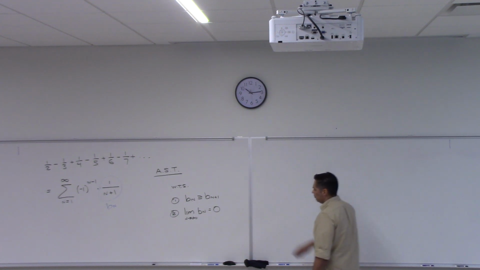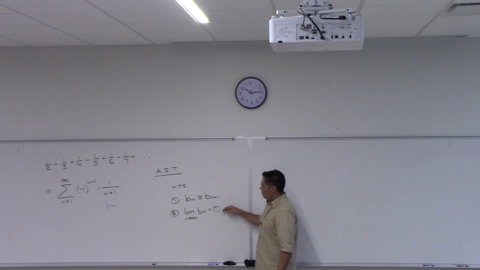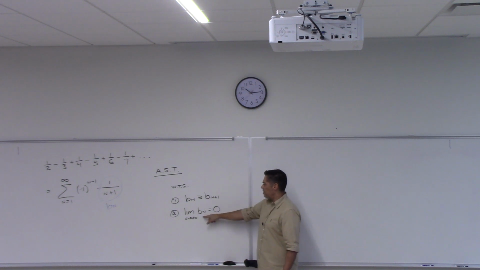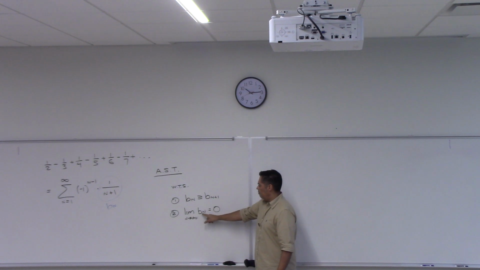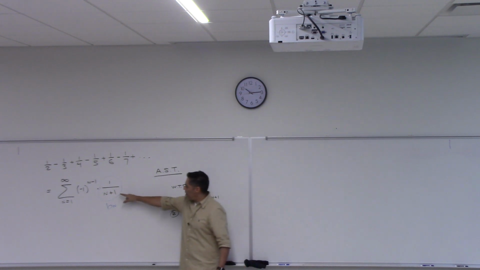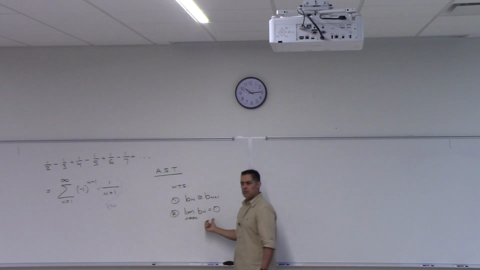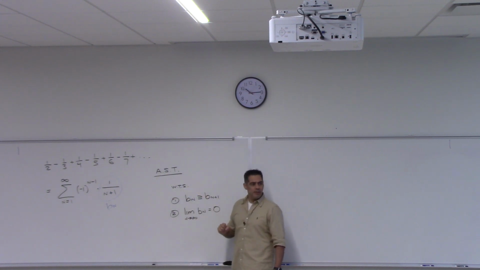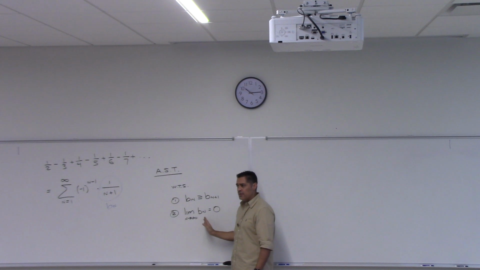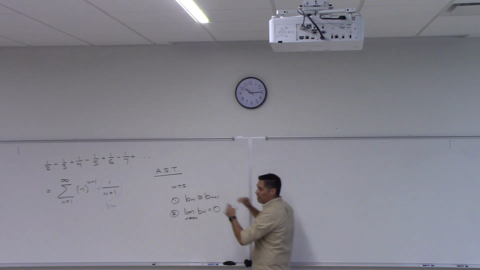Looking at this, which of those two seem easier to you right now? 1 or 2? 1, showing decreasing seems easier? Yeah. Or taking the limit of the sequence part, the b sub n? What does this mean? Take the limit of this, let n go to infinity. What do you get? 0. Like this is pretty straightforward right now, isn't it? But I'm just trying to get you to see ahead.